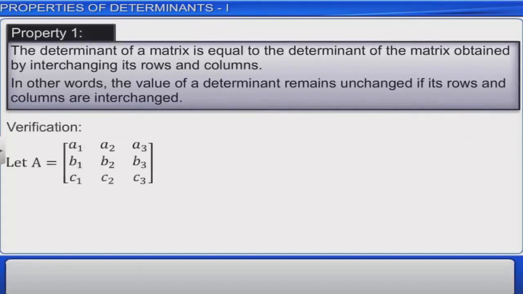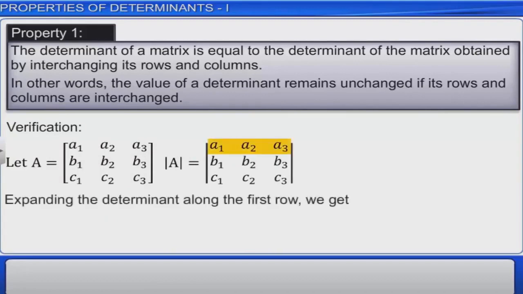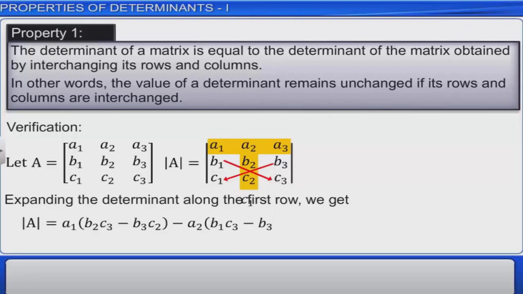Let A be 3 by 3 square matrix. Let's evaluate the determinant of A. By expanding it along the first row, we get A1 times of (B2 C3 minus B3 C2) minus A2 times of (B1 C3 minus B3 C1) plus A3 times of (B1 C2 minus B2 C1).